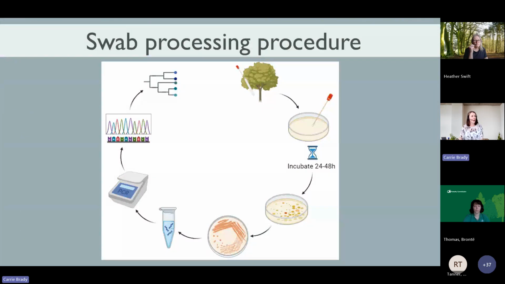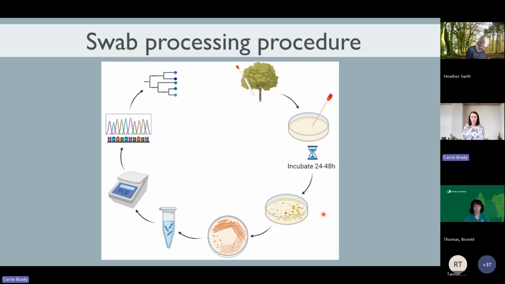So this is the swab processing procedure that we followed. If we had a swab, usually taken from the runny exudate of the canker, we'd take this back to the lab and spread it on a solid growth media, which would then be incubated for 1 to 2 days.